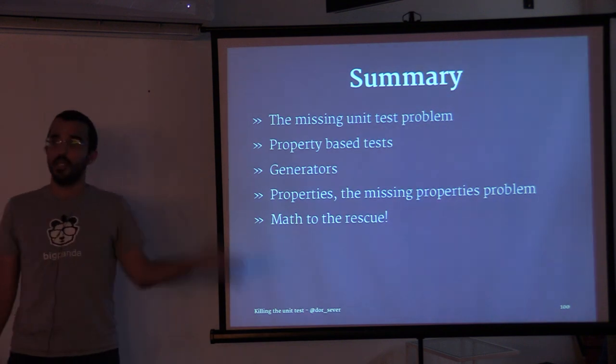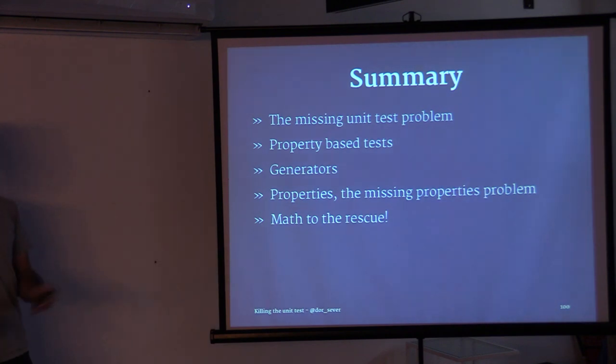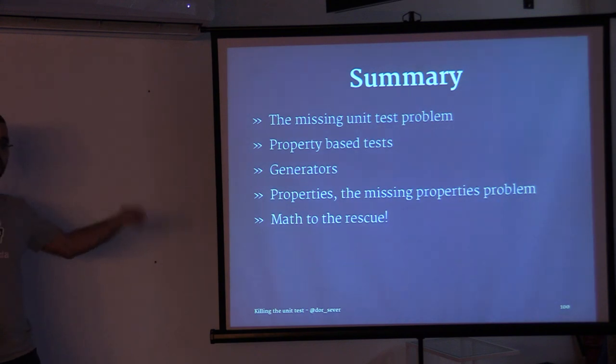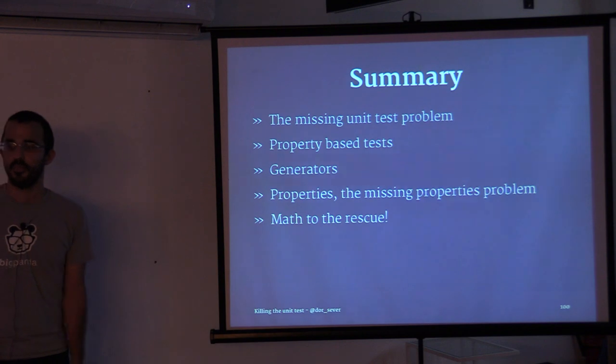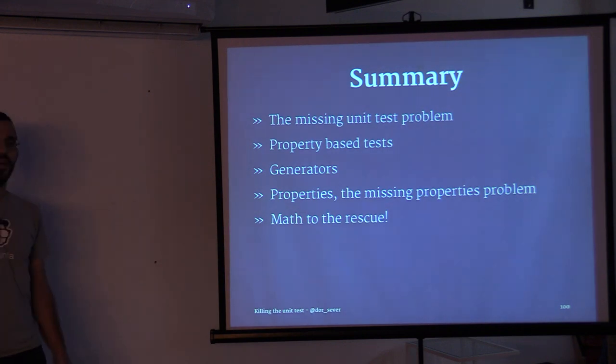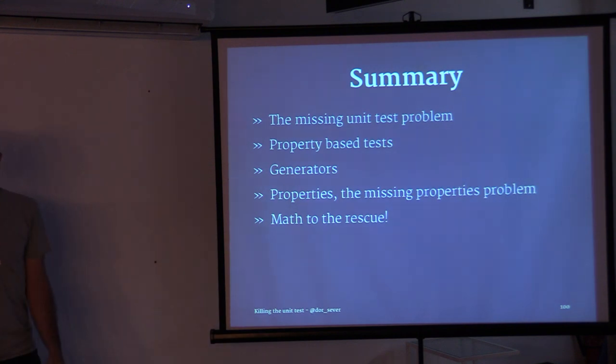By defining generators, which allow us to iterate over an infinite amount of values, and properties, which are just assertions that we run on those values. Then we talked about the missing properties problem. We tried to write one property, two properties. We tried to refine them. It was a really long and hard process. And then, when we wanted to go for the victory, for the icing on the cake, we went for math to the rescue. It's a really beautiful thing, in my opinion.